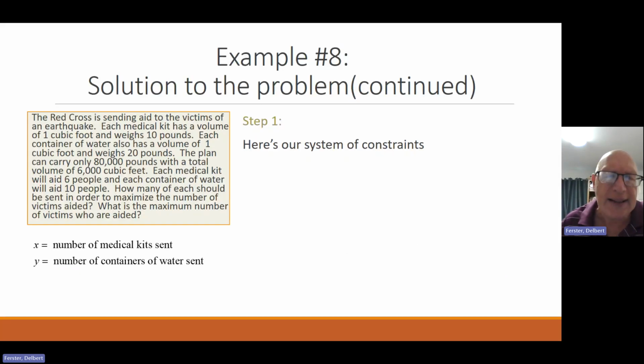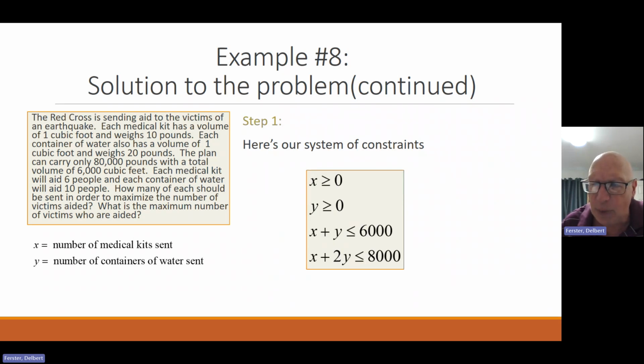All right, if you remember, the last thing we did was we created a system of constraints and an objective function that contained what it is that we sought to maximize. So this was our system of constraints. We needed to send at least 0 medical kits, at least 0 containers of water. And the other 2 constraints came in based on capacity of the plane in terms of cubic feet and the amount of pounds that the plane could handle, wherein each of the particular variables had a certain pound requirement as well. So we were going to then graph that, which we didn't do on the last video.